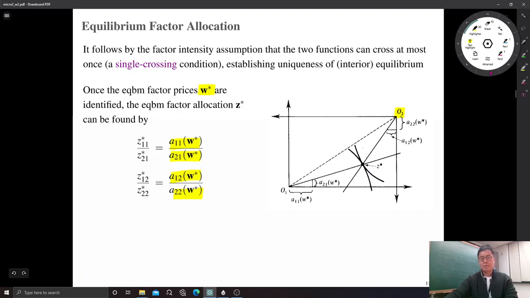and that is the equilibrium factor allocation. All right. Although this is just a single point in the box, it has two different coordinates. Using origin O1, the coordinates are Z11 star and Z21 star, and using the different origin O2, the coordinates of this point are Z12 star and Z22 star, right? So two rays from two different origins determine one single point in the box, and that's going to be the equilibrium factor allocation. All right, so this is the way to find equilibrium in a 2x2 economy.